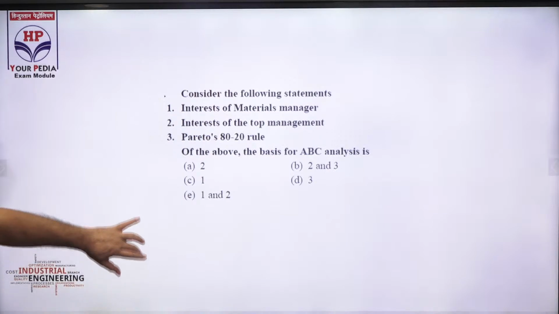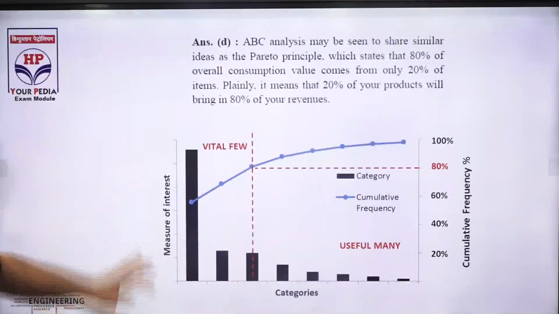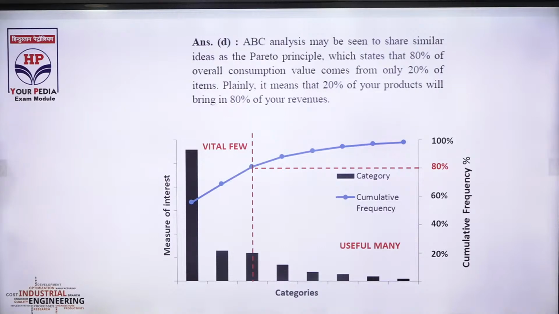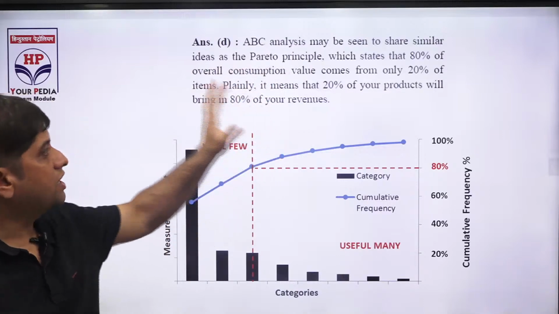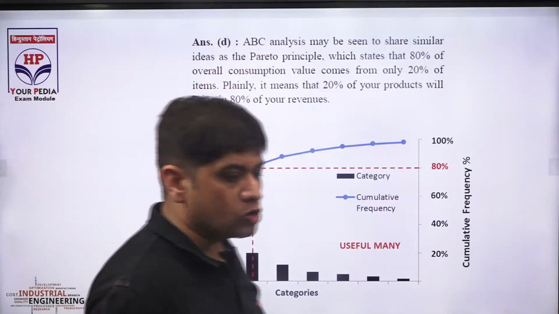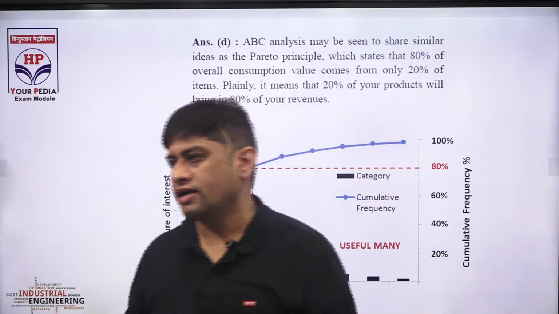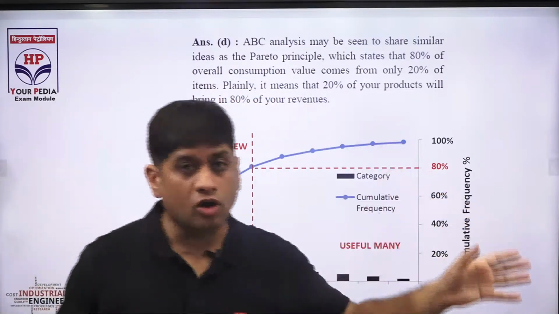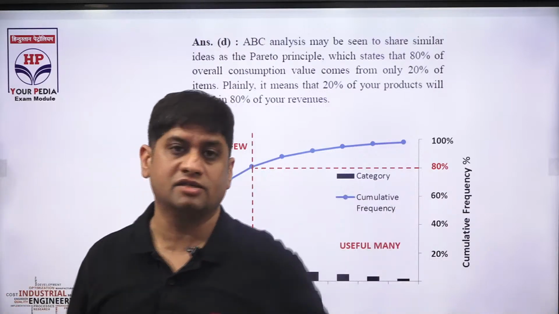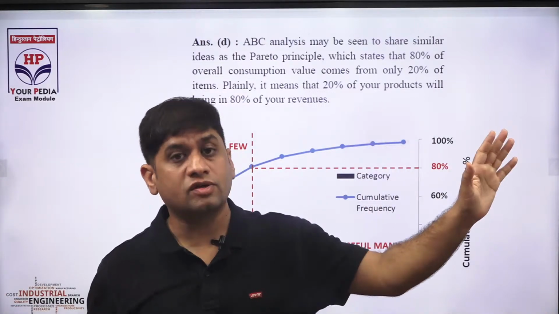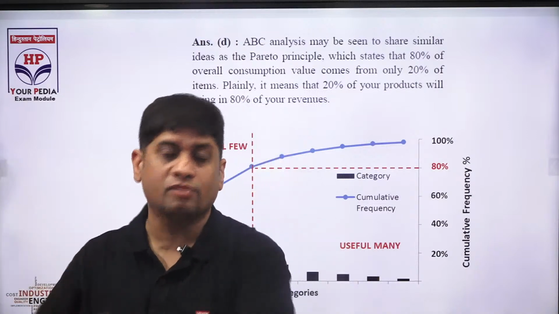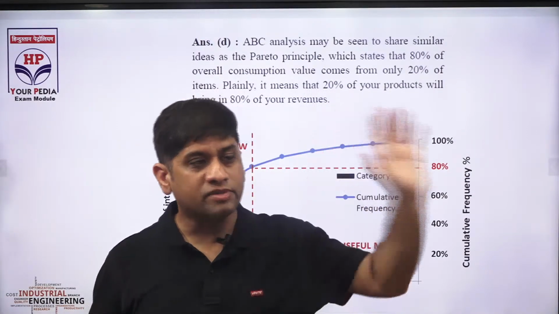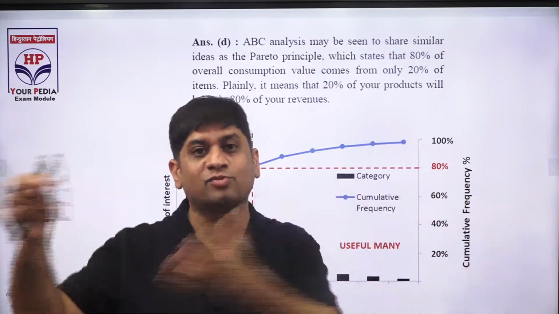Interest of top management, interest of material manager. Let me tell you, the answer is only Pareto analysis. ABC analysis is similar to the Pareto principle. Now see this, what is the Pareto principle? The 80-20 rule. Pareto principle is also called the 80-20 rule. It says that 80% of the problems in the world are because of 20% of the reasons. 80% of the wealth in the world is with 20% of the people. 80% of the exam paper will come from 20% of the syllabus.